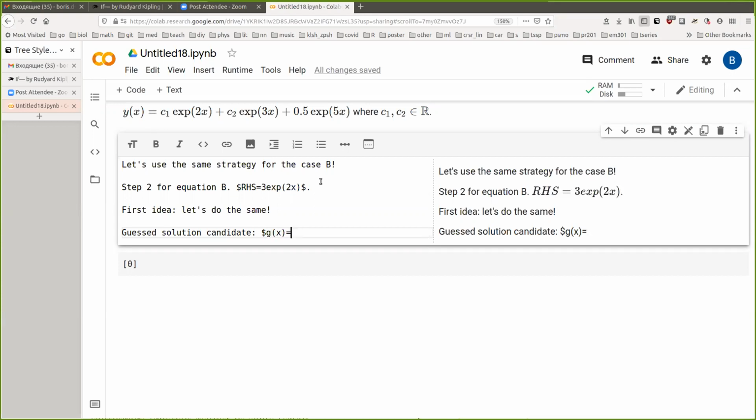It is k times exponent of how many x's? So what should I put here? 2x. Yeah, 2x. Why 2x? Because my intuition is like that. When I take the derivative, the coefficient inside my exponent will never change. It will always be 2. And when I plug in this candidate into my equation, then everything will be fine.